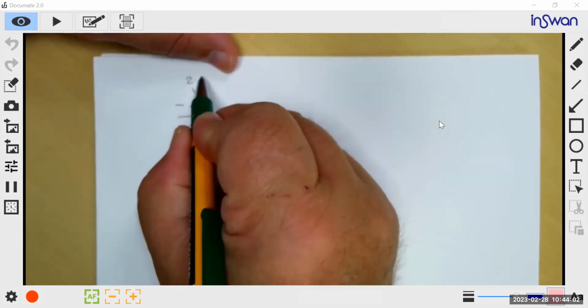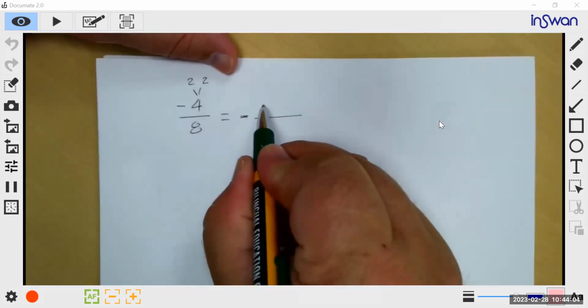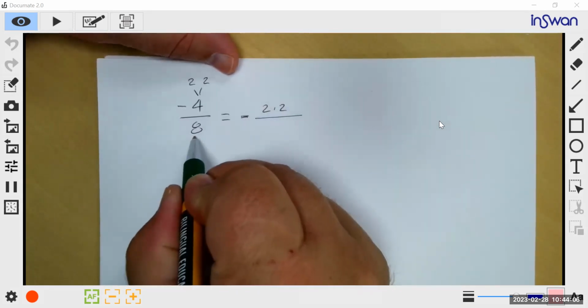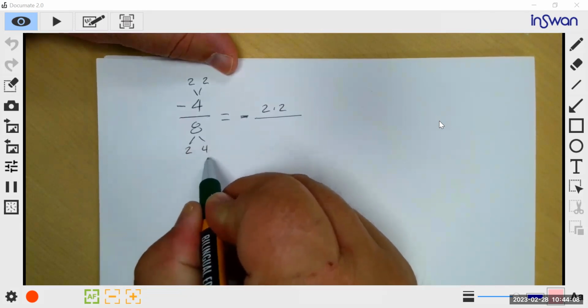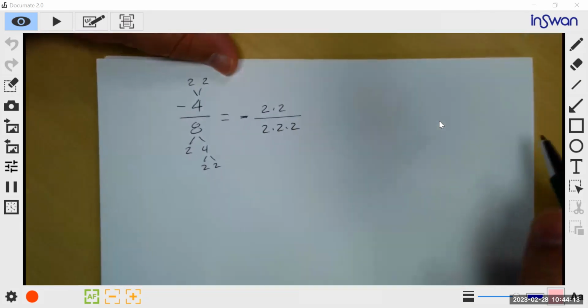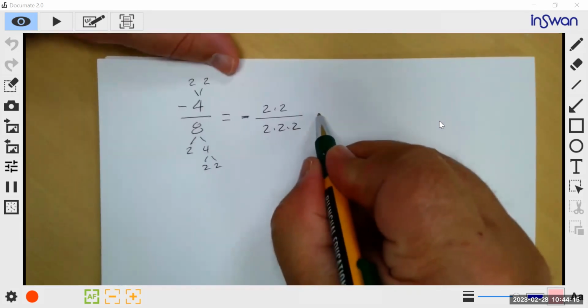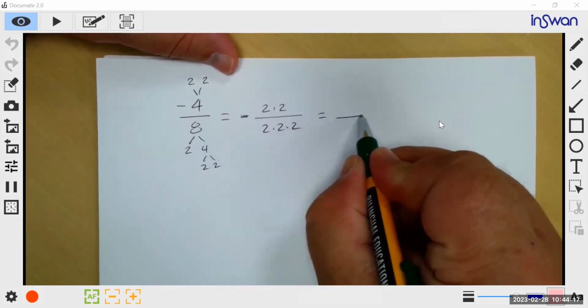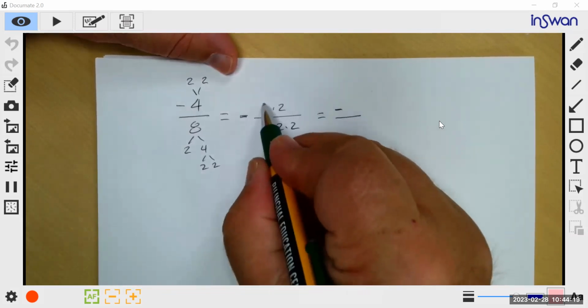4 is made up of 2 times 2. 8 is made up of 2 times 4, and 4 is 2 times 2, so it's 2 times 2 times 2. The answer is negative.